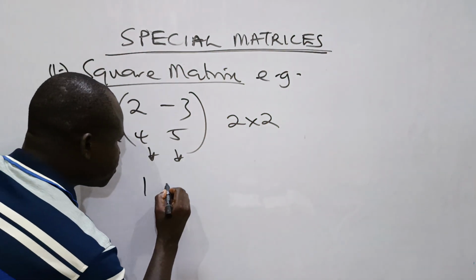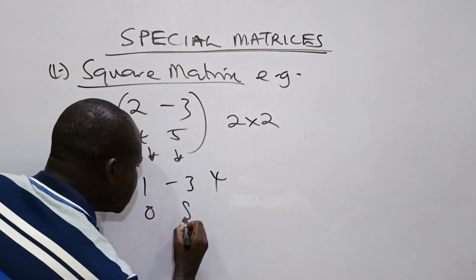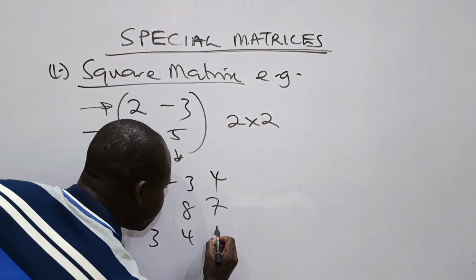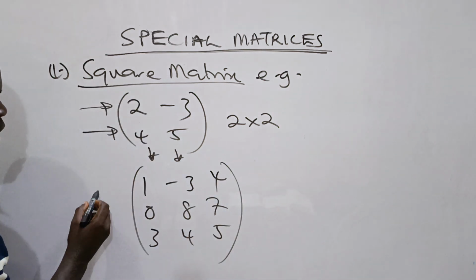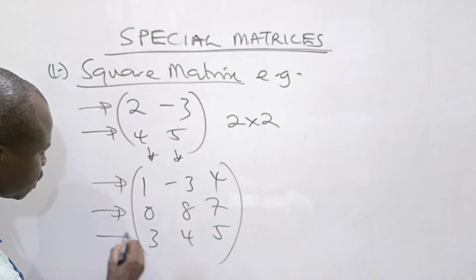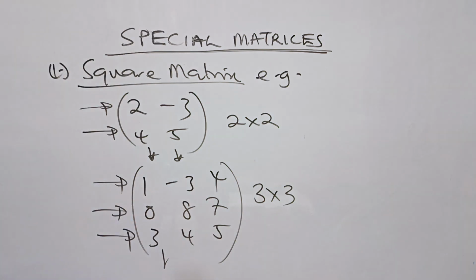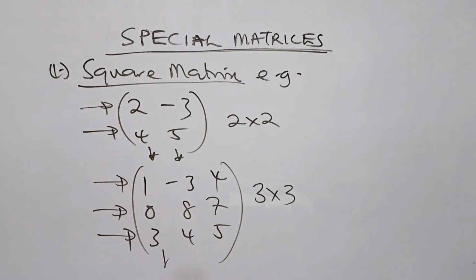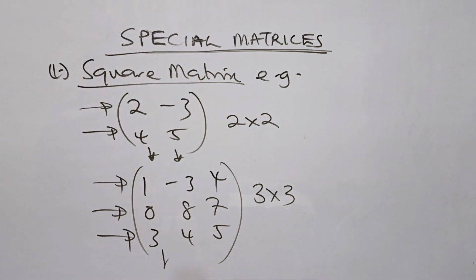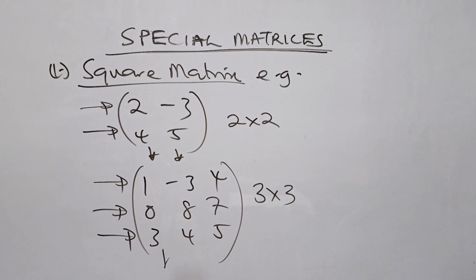Another one is when we have 1, minus 3, 4, 0, 8, 7, 3, 4, 5. In this case, there are 3 rows and 3 columns, so this is 3 by 3. The system of naming a matrix is row by column. So when we have a matrix that has the same number of rows and columns, it is referred to as a square matrix. This is one of the special matrices that we have, and we can have it in so many forms.